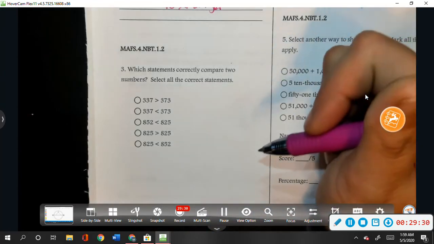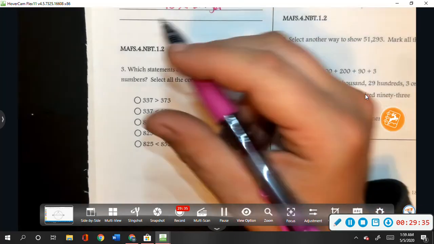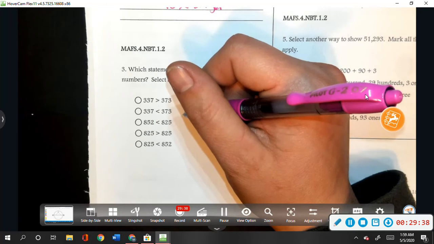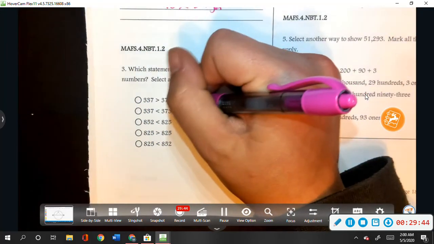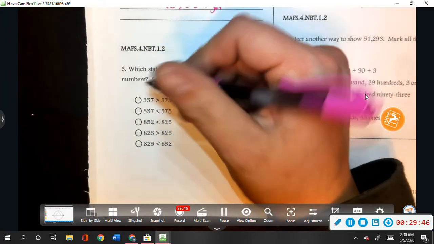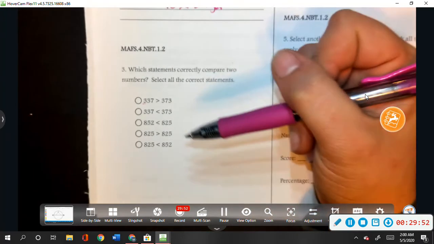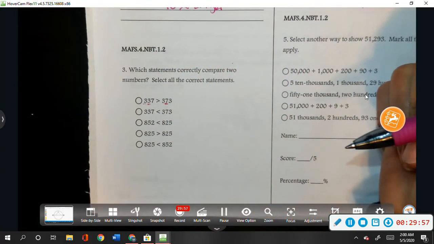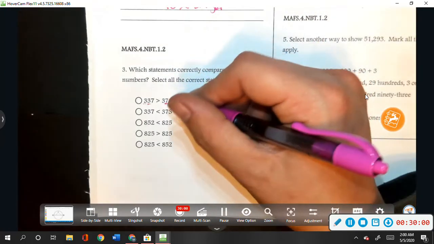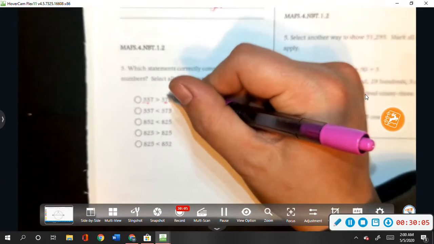Number 3. Which statement correctly compares two numbers? Select all the correct statements. So this should be pretty easy, guys. This is your SPOwer review. We learned this at the very beginning of the year. We have 337 compared to 373. Looking at it place value wise, we always start with the greater place value. This is the same. 3 and 3 is the same, but the next place value is different. What place value is that? That's the tens. So we have 3 tens here, which is the same as 30, and 7 tens here, which is the same as 70.